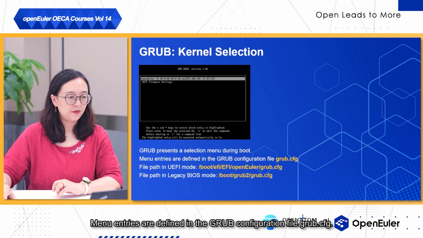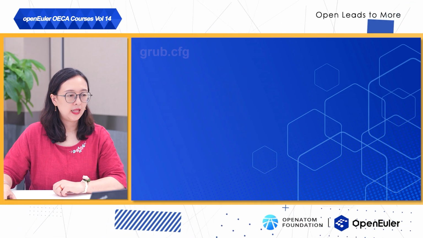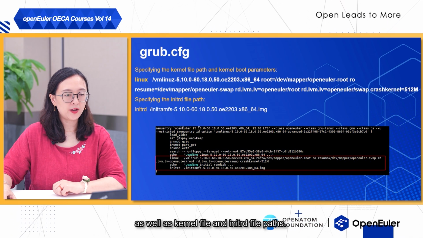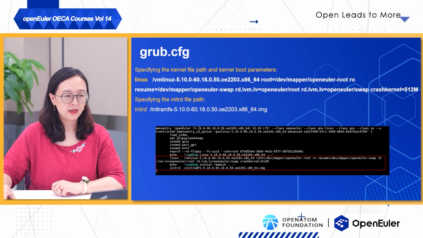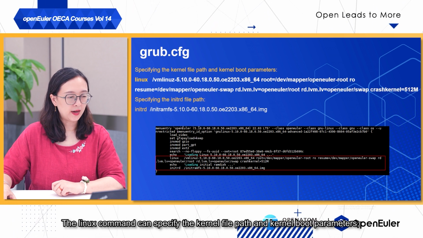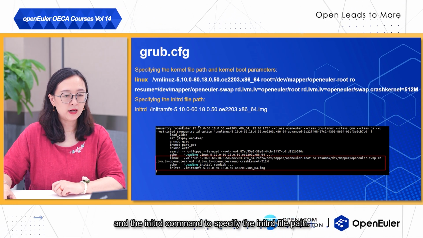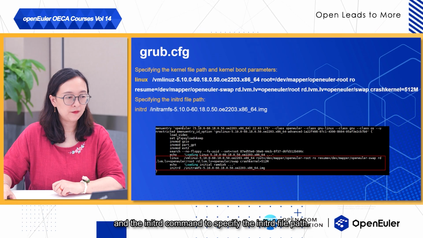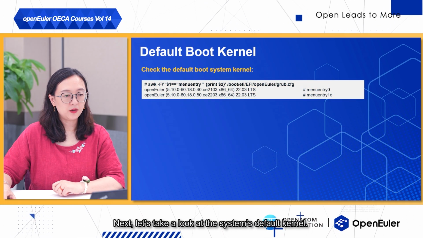Menu entries are defined in the GRUB configuration file, grub.cfg. This file also specifies kernel boot parameters, as well as kernel file and initrd file paths. You can see this more clearly in the current slide. The linux command can specify the kernel file path and kernel boot parameters, and the initrd command to specify the initrd file path. Next, let's take a look at the system's default kernel.